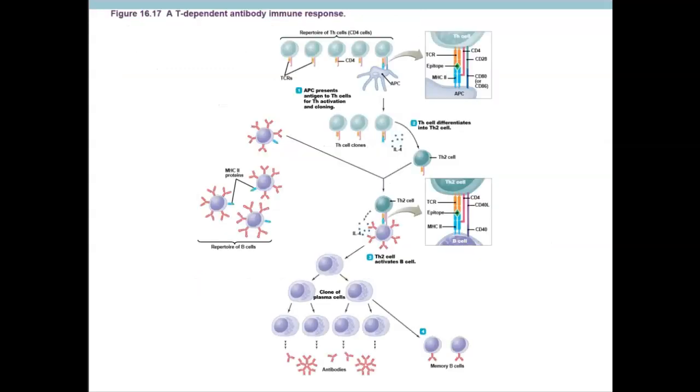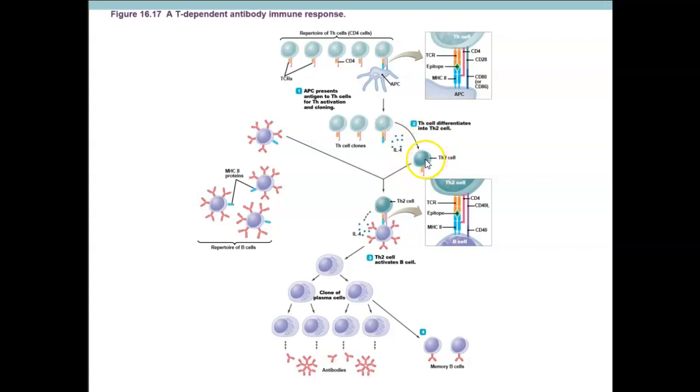So antigen presentation is to the T cell. Here's our antigen presenting cell. It finds the T cell that has the antigen binding site that recognizes the epitope on the MHC of the antigen presenting cell. So now this T cell is going to become activated and it's going to differentiate into a Th2 cell. That's the next step, the differentiation into the Th2 cell.